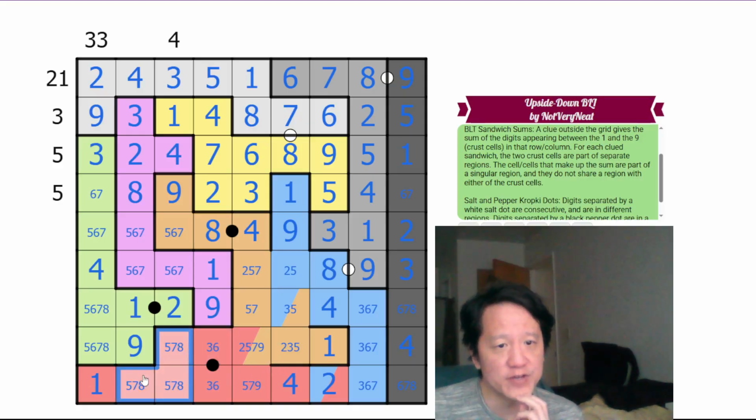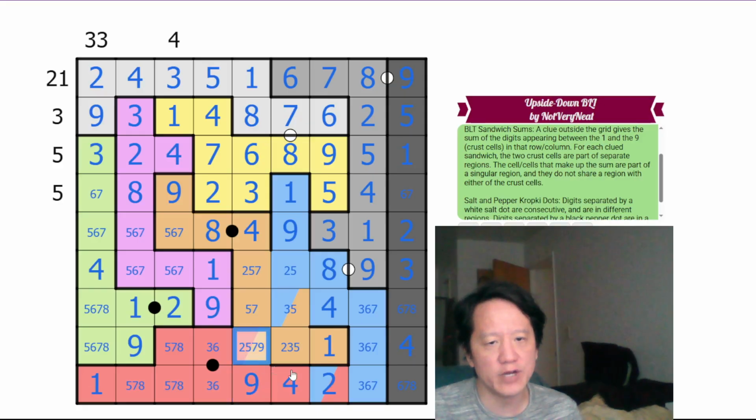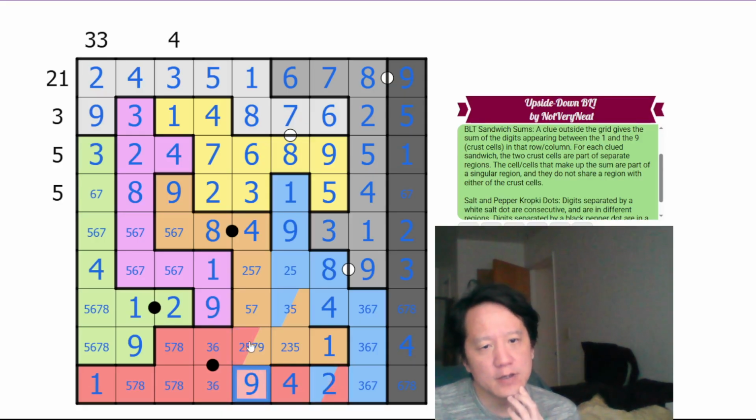We have a 5, 7, 8 triplet again in the red region. That eliminates 5, 7, 8 in the rest of the red region. This can't be 5 or 7, it's 9. So the red needs access to a 2. And it can be either of these. 9 eliminates 9 in the rest of the column.